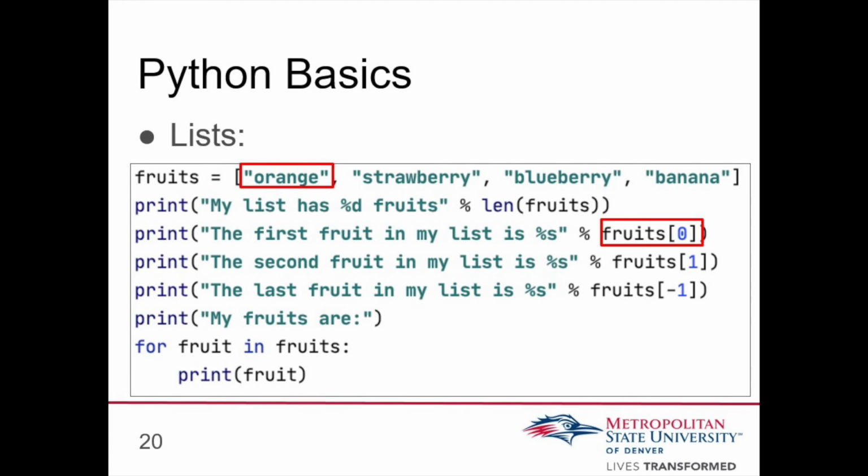Lists are indexed. The first element of a list can be retrieved using index 0. The second one, index 1, and so on. The last fruit in the example could have been retrieved using fruits index 3. But we can also use negative indices in Python, with negative 1 representing the last element of a list. Finally, the example shows a simple way to iterate over the elements of a list.